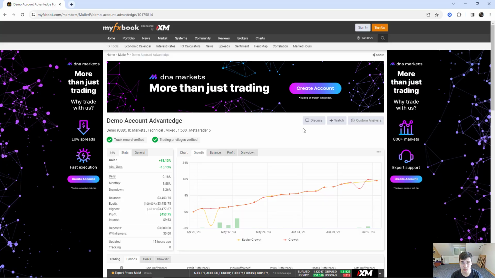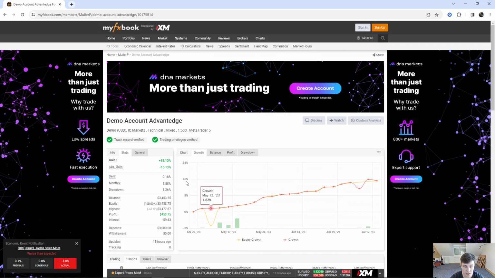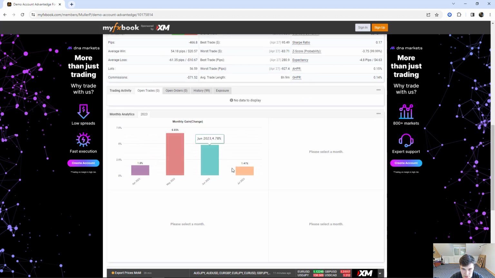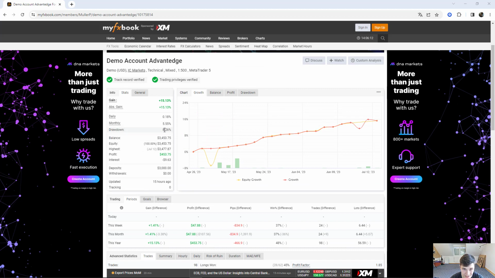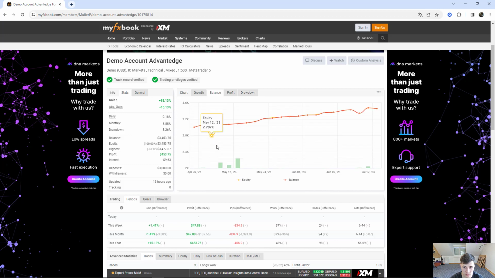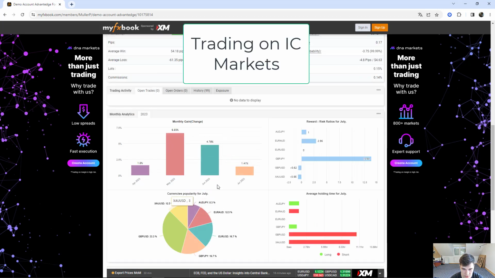Now, I have managed to make 15% profit in just 3.5 months using the AdvantEdge EA. As you can see right here, this equity curve looks beautiful, and here you can see how much I gained each month. And as you can see, the maximal drawdown was 8%. That is a huge deal in my opinion. Here you can see the balance, here you can see the profits, and you can also see that it works for every kind of security.